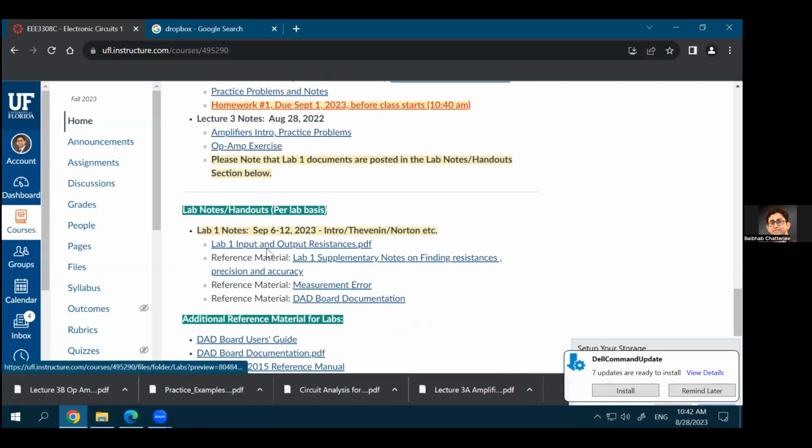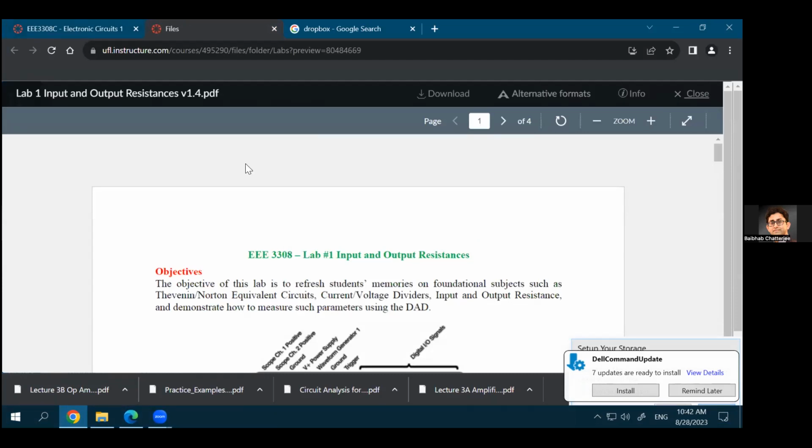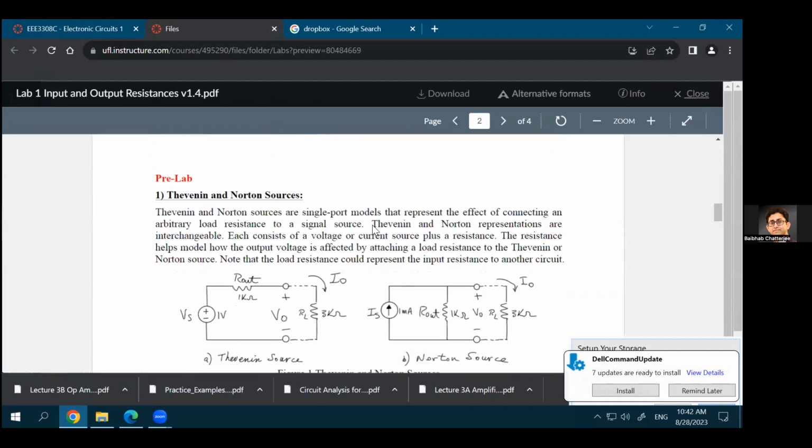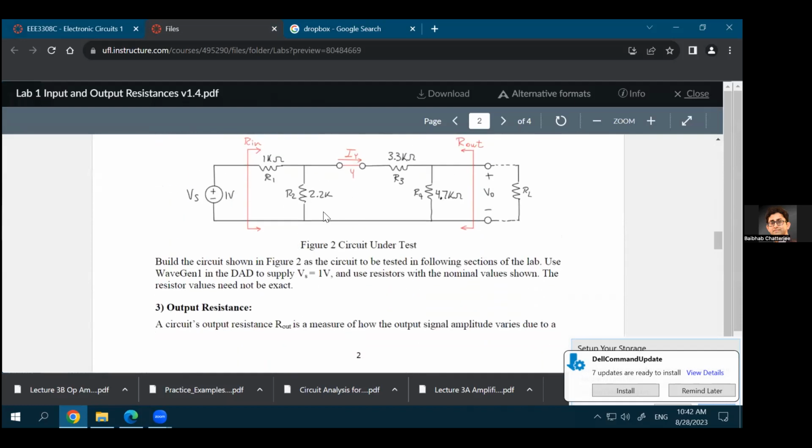Note that the lab one documents have been uploaded on Canvas. Lab one is about finding input and output resistances for a network, mostly a passive network, something we have already seen in the past few lectures. You will be required to find the Thevenin and Norton equivalent resistances for certain passive resistive networks, so please go over this lab manual. In today's lecture, we'll also go over how to find your Thevenin and Norton equivalent circuits, and that's what we'll be doing for the pre-lab section of lab one.